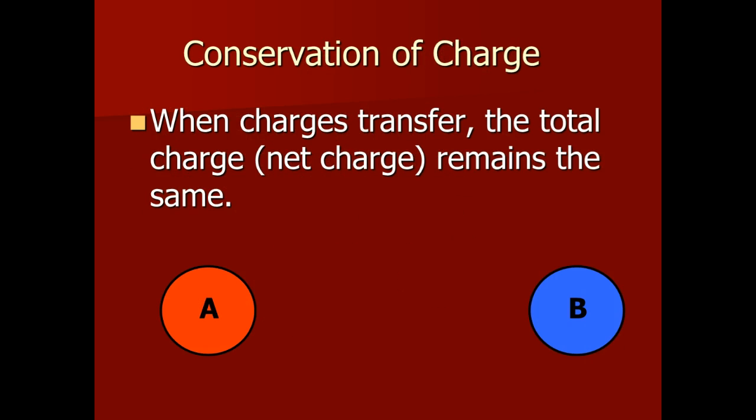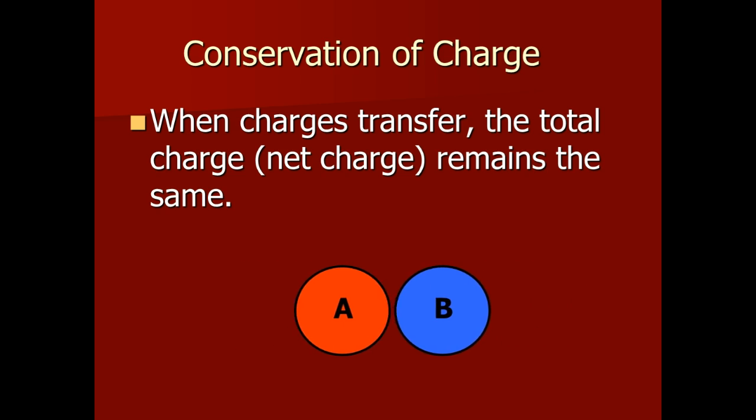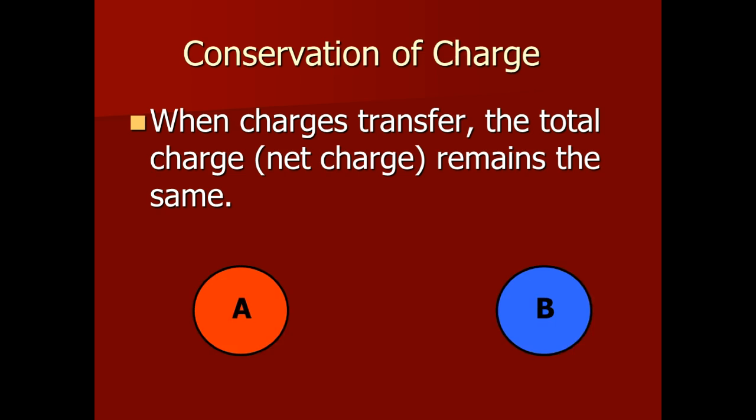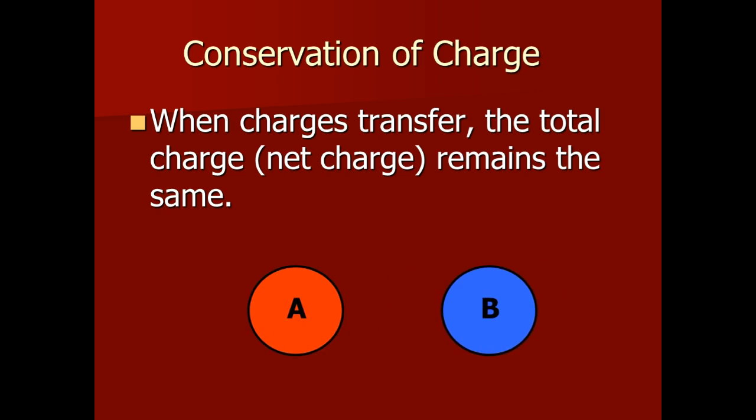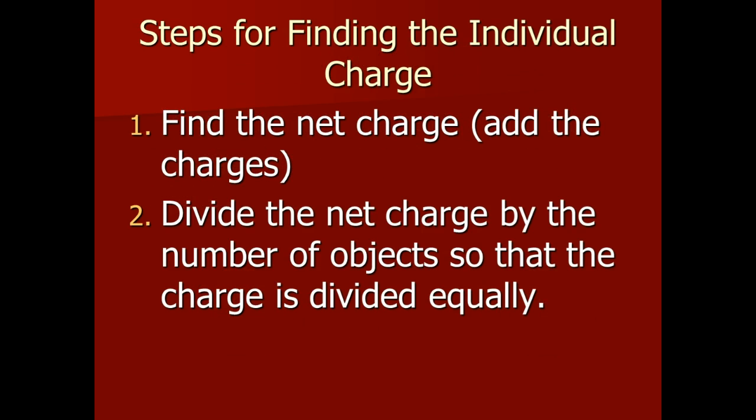These charges can transfer by transferring the electrons, or the negative charge, within them. When a charge transfers, the total charge, or net charge, remains the same. So when they transfer, when they touch in this case, the amount of charge remains the same. In order to calculate a problem like this, first find the net charge: add the charges up. Divide the net charge by the number of objects that they equally divide.